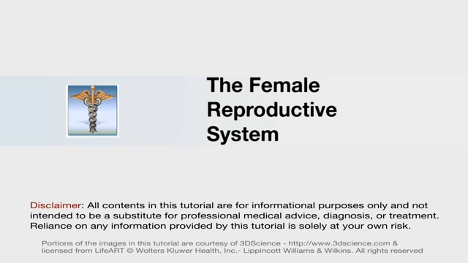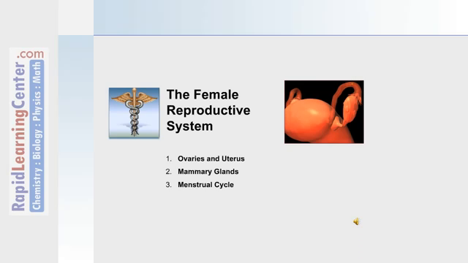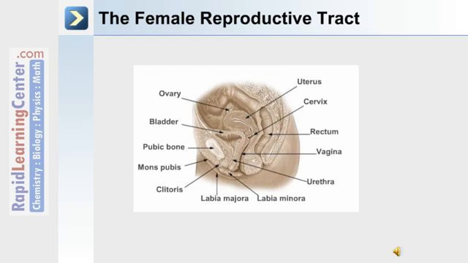Now let's move on to discuss the female reproductive system, including the ovaries and uterus, the mammary glands, and the menstrual cycle. This slide depicts the female reproductive tract in a sagittal view. The ovary is the site of egg production. At the entrance to the uterus is the cervix. Also in this region is the rectum, bladder, and pubic bone.